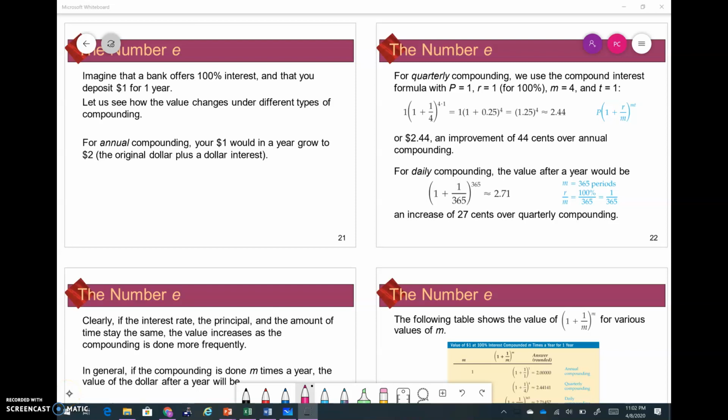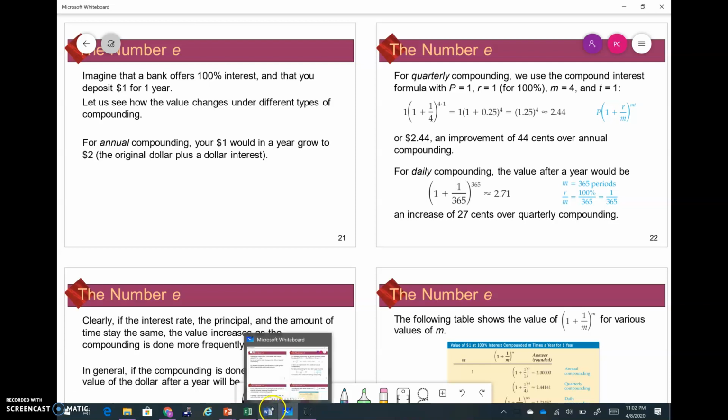All right, this is Business Cal, section 4.1, part 3. And we're talking about a new number, the number E. So imagine that a bank offers 100% interest and that you deposit $1 for 1 year. So we're going to see how the value changes under different types of compounding. For annual compounding, your $1 would grow to $2, original dollar plus $1 interest.